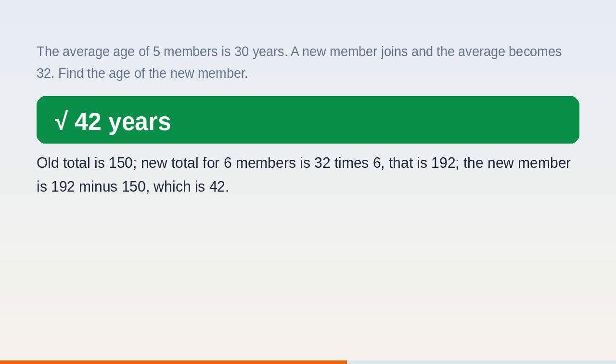The answer is 42 years. Old total is 150. New total for 6 members is 32 times 6. That is 192. The new member is 192 minus 150, which is 42.